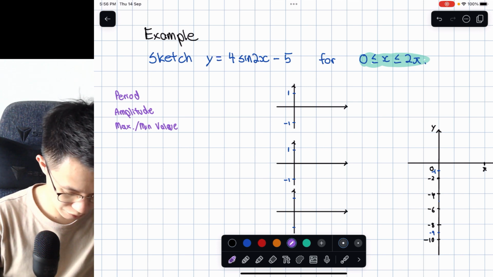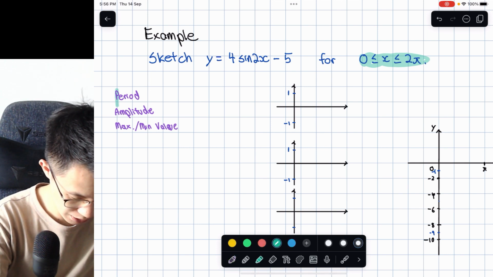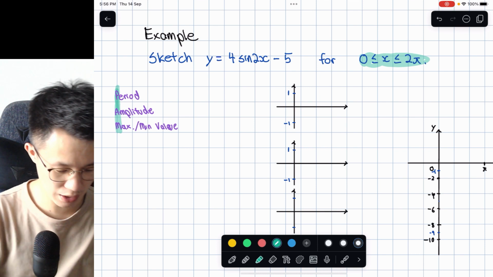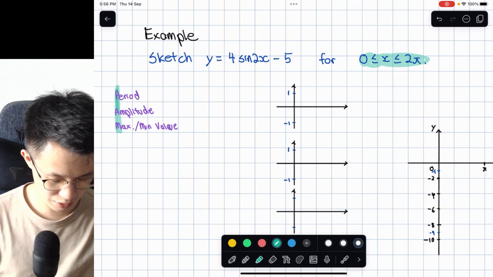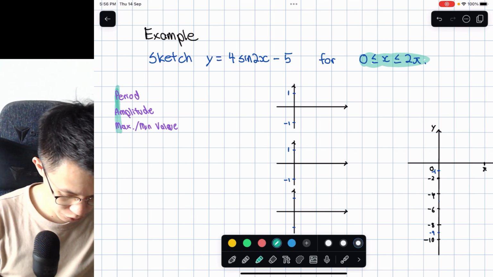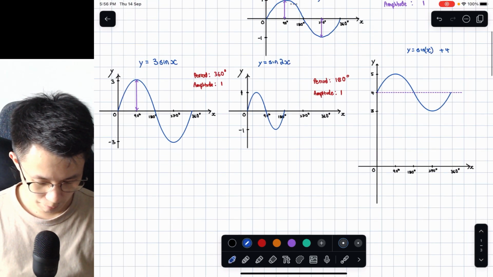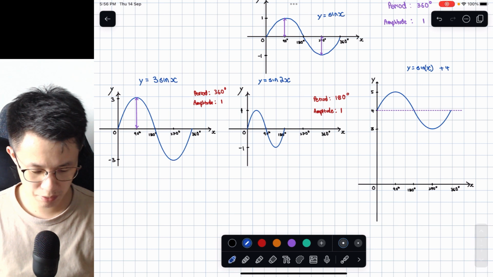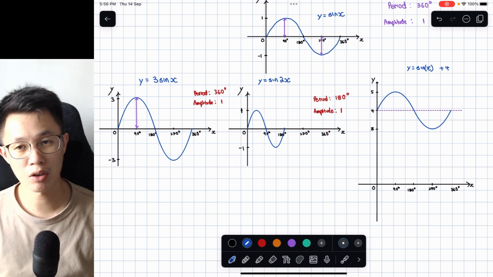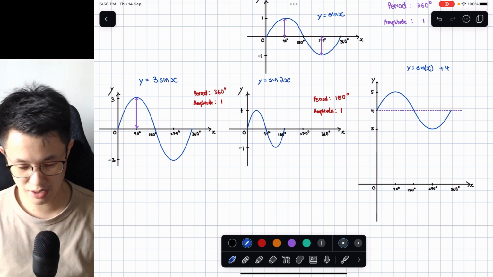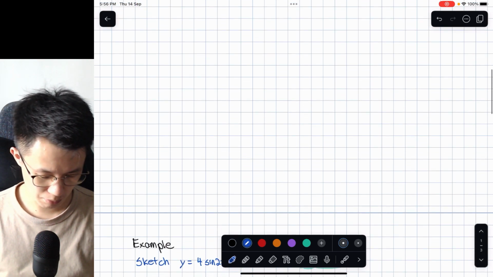I hope you don't have a friend called Pam, but you need to remember PAM. You must always start with adjusting the period. How do you adjust the period? You can only adjust the period when you multiply or divide a value to x itself. So that's number 1.